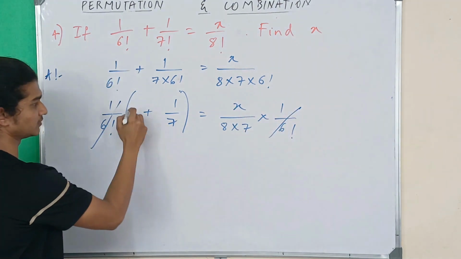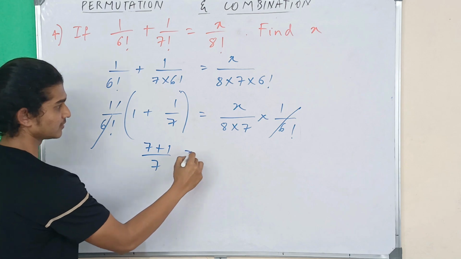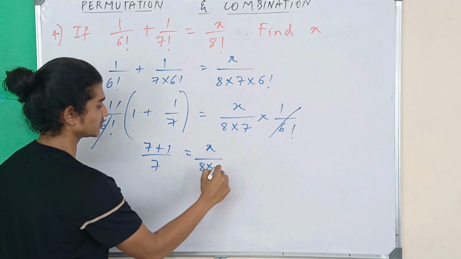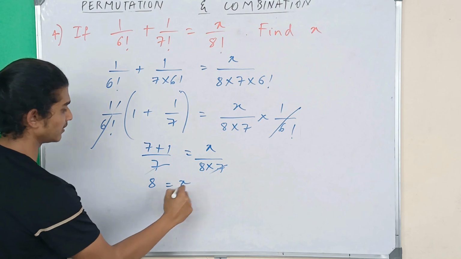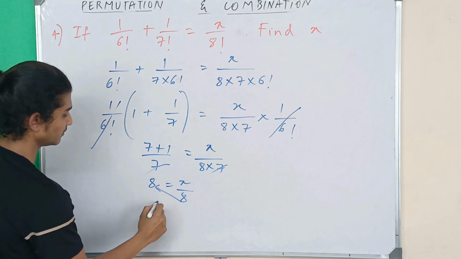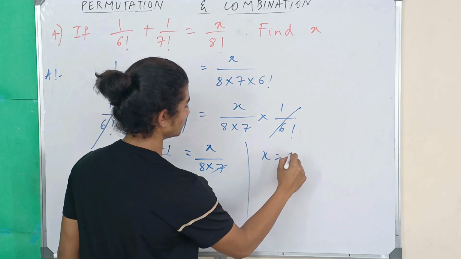And what is left? Take the LCM and do the fraction. So 7 plus 1 by 7 equal to x by 8 into 7. 7 cancels. So 7 plus 1 is 8. So 8 equal to x by 8. 8 into 8 equal to x. So x equal to 64.